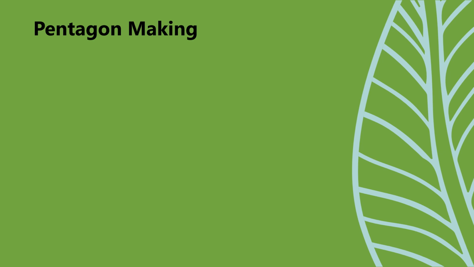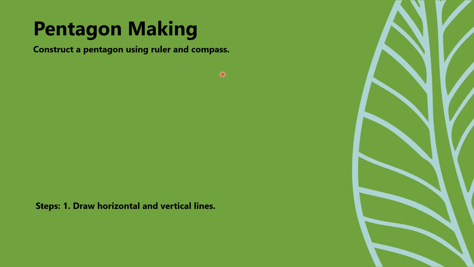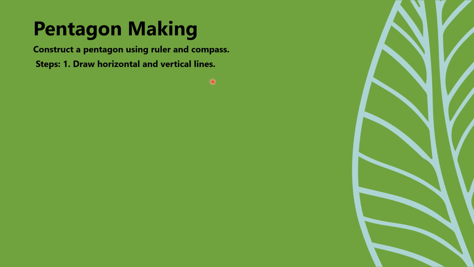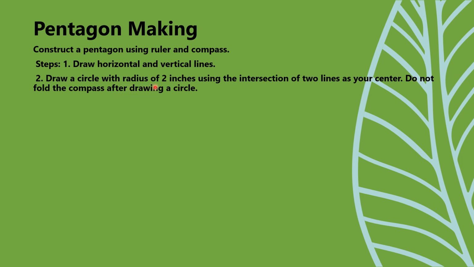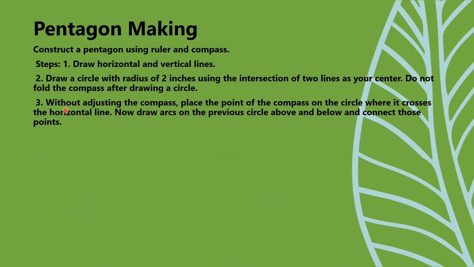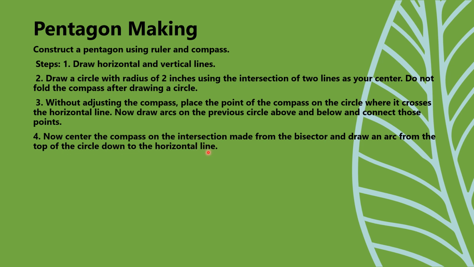Okay, so here are the steps in pentagon making. This is how to construct a pentagon using ruler and compass. Step 1, draw a horizontal line and a vertical line. Step 2, draw a circle with a radius of 2 inches using the intersection of the two lines as your center. Do not fold the compass after drawing the circle. Then, without adjusting the compass, place the point of the compass on the circle where it crosses the horizontal line. Now draw an arc on the previous circle. Then with the center of the compass at the intersection made from the bisector, draw an arc from the top of the circle down to the horizontal line.